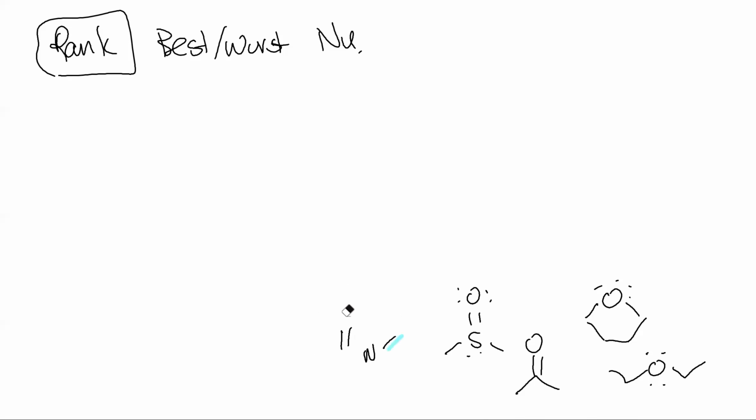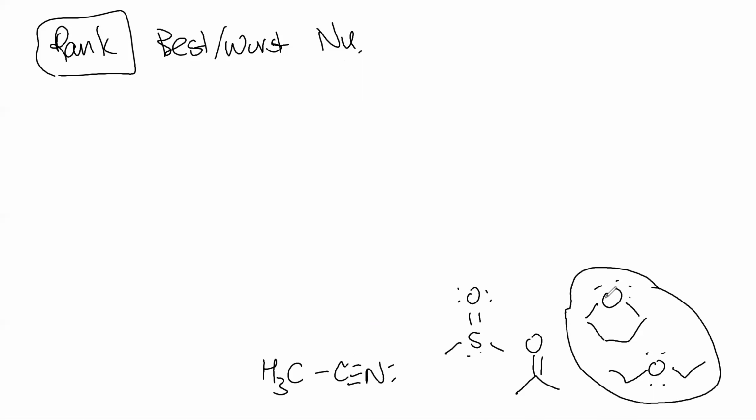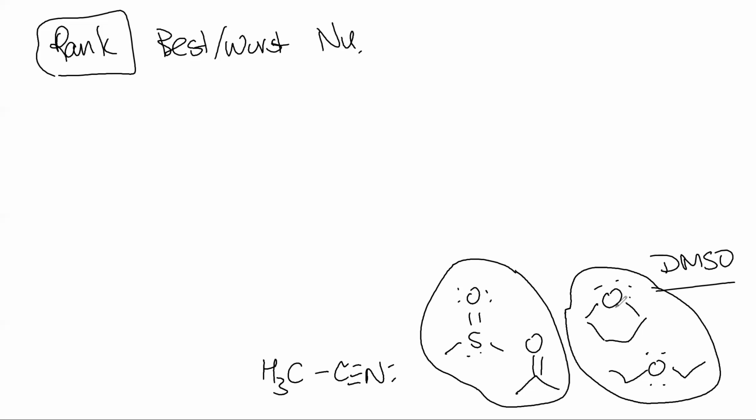So acetonitrile, it's just the simplest nitrile. It's just got a methyl group attached to it. So these are the ones which are, I think, important, which we'll see later on. But if you just write DMSO, that's fine. We don't really need to know the structure right away, so I'll just get rid of that.